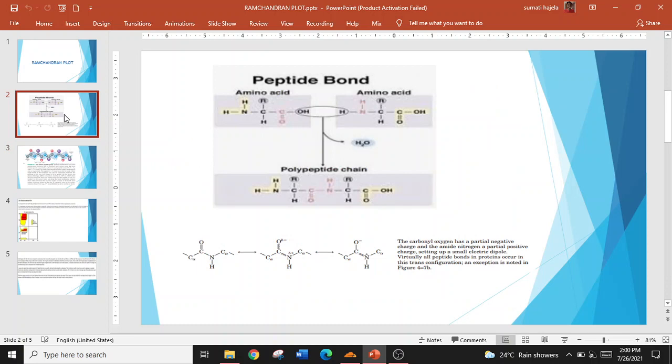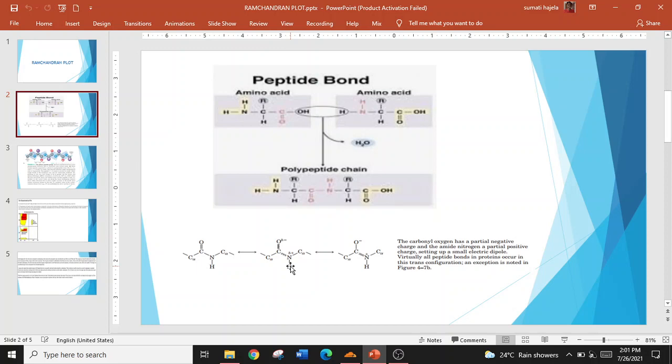X-ray diffraction studies of crystals of amino acids and of simple dipeptides and tripeptides demonstrated that the amide C-N bond, this one, is somewhat shorter than the C-N bond in a simple amine, and that the atoms associated with the bond are coplanar.